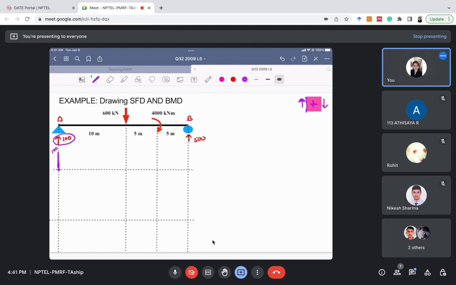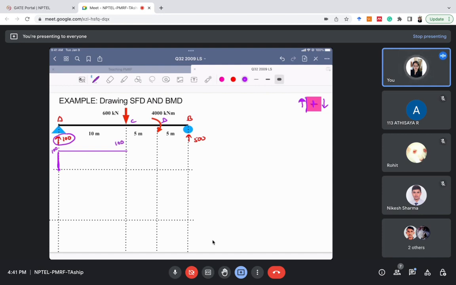Now let's call this section C and this section D. Between section A and C there is no point load, right? So it will go straight like this. And the value here will also be 100 kilonewton, right?